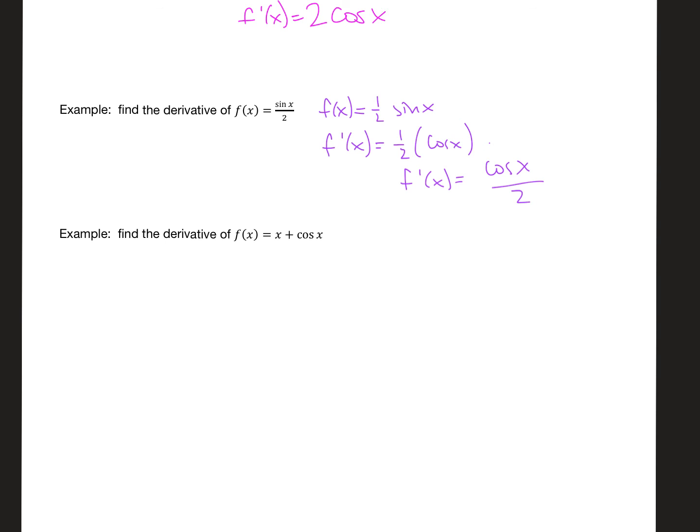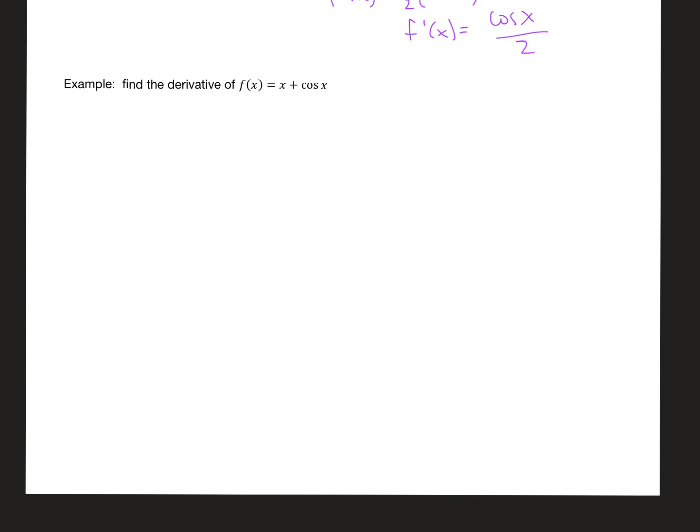All right, and then this last one, this is two separate functions. This is one function, this is a separate function. We're just going to take the derivative of them piece by piece. So the derivative of the first is 1x to the 0, and the derivative of cosine is negative sine of x. So simplifying, I get 1 minus the sine of x.